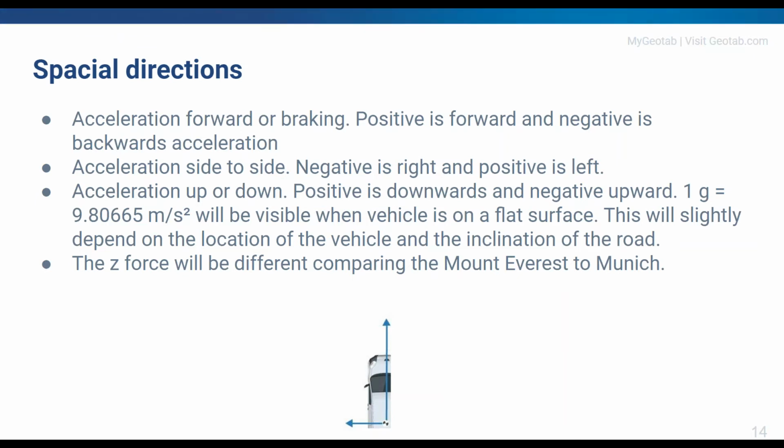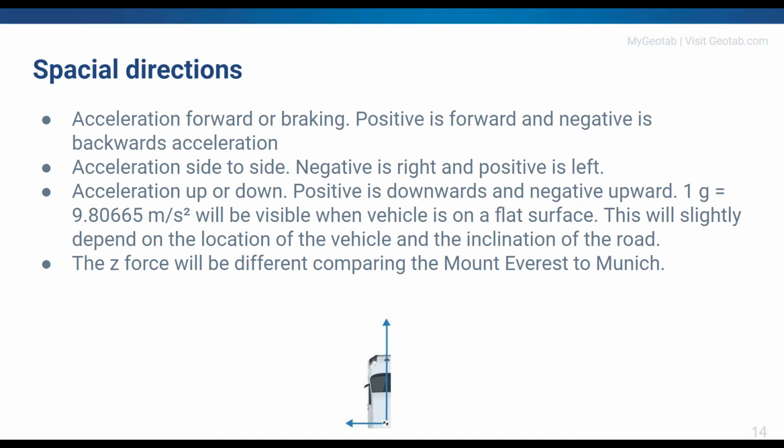If it's positive, it is to the left. On the up and down side, you'll always notice that if the car is stationary, there's a Z value, so acceleration up and down of 9.8, something around this value because of the Earth force, and it will really depend on the location of the vehicle.